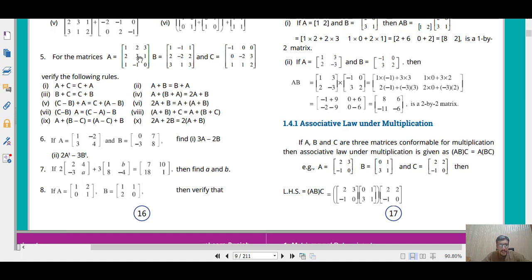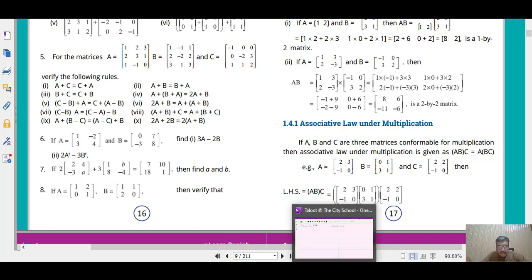Matrices are given, A, B and C, and we have to verify the following rules. I'm going to solve a few parts of this question. Parts number 1, 2 and 3 are similar, so I am going to solve part number 3, that is B plus C is equal to C plus B, where the B and C matrices are given. So let's start.